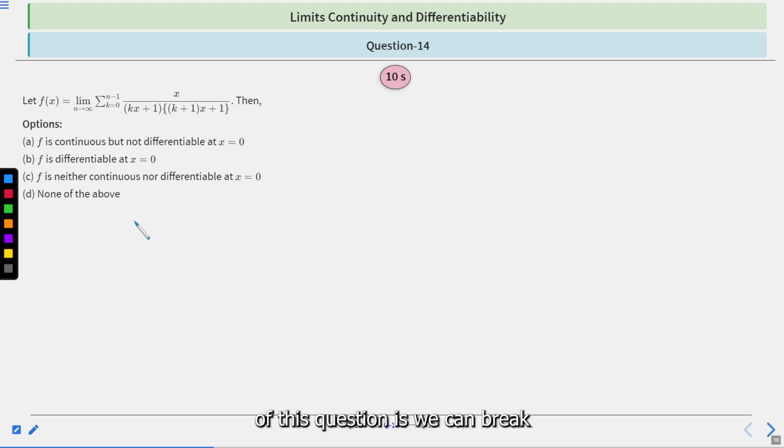So the hint of this question is we can break it, k equal to 0 to infinity, by adjusting this. See, the denominator is (kx plus 1) into ((k plus 1)x plus 1), right? So we can break it as ((k plus 1)x plus 1) minus (kx plus 1), right? So x will be left. Clear? So we can use this approach to solve this question. So you have 10 seconds to solve this question. After that, we will discuss the solution.